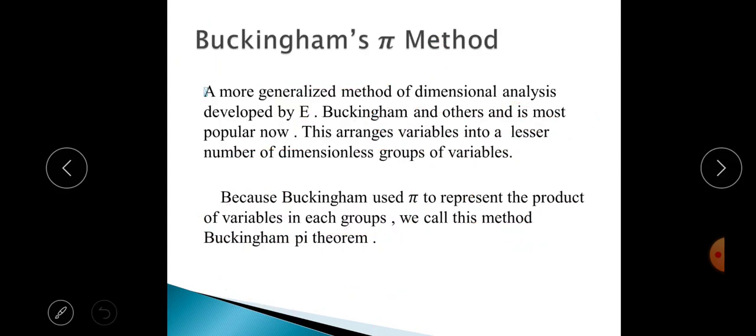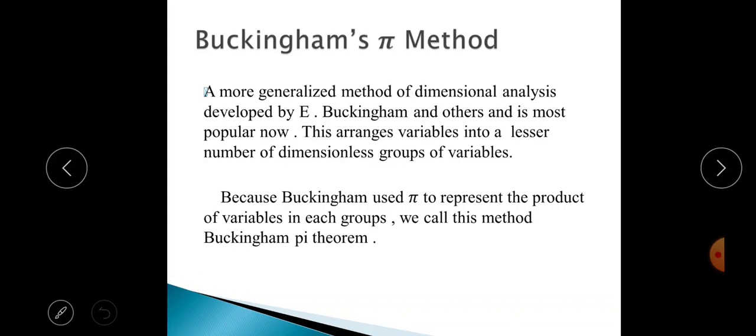Next is the Buckingham Pi method. Actually, there are two methods of dimensional analysis. The number of dimensional variables can be reduced into a smaller number of dimensionless parameters by several methods. Commonly used two methods are, one is the Rayleigh's method and another one is the Buckingham's Pi theorem or Buckingham's Pi method. So here we will be discussing Buckingham's Pi method in detail.